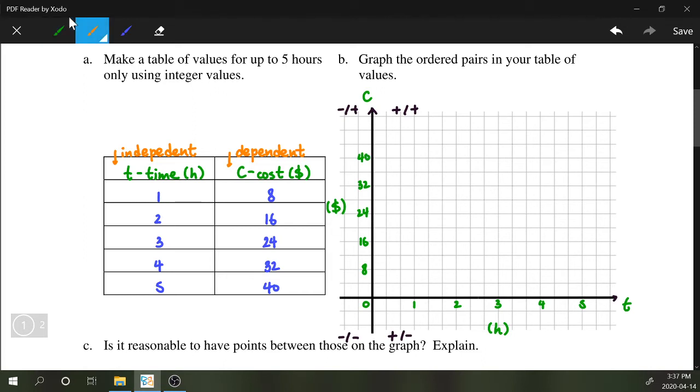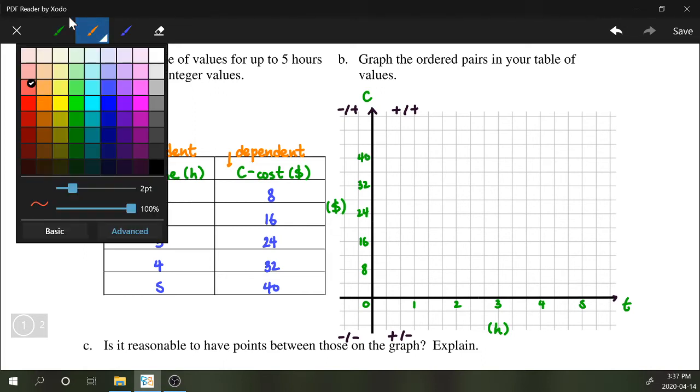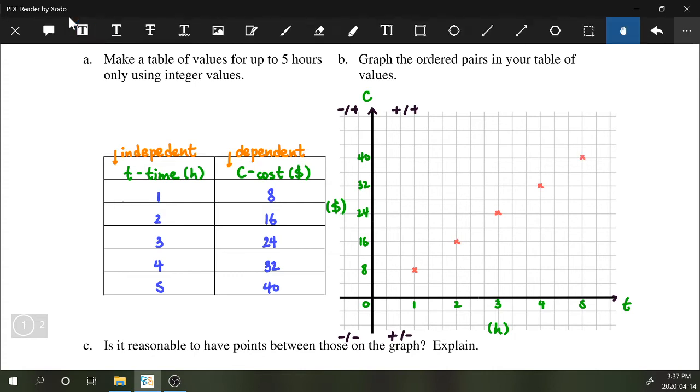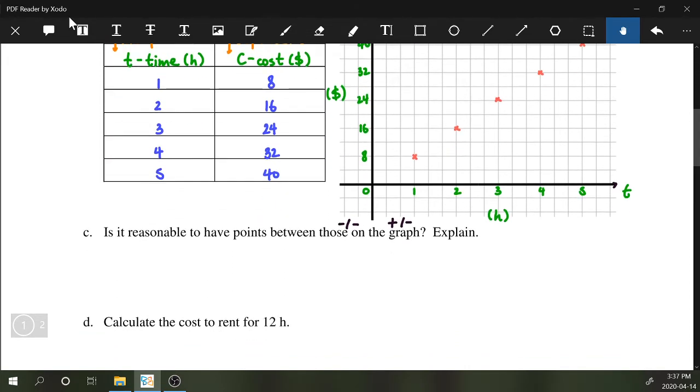Okay, so that makes it very easy for us to plot. We have 1, 8, 2, 16, 3, 24, 4, 32, and 5 and 40, of course. So this is a linear relation. As you can see, it forms a straight line when we graph it. So the question is, is it reasonable to have points between those on the graph?